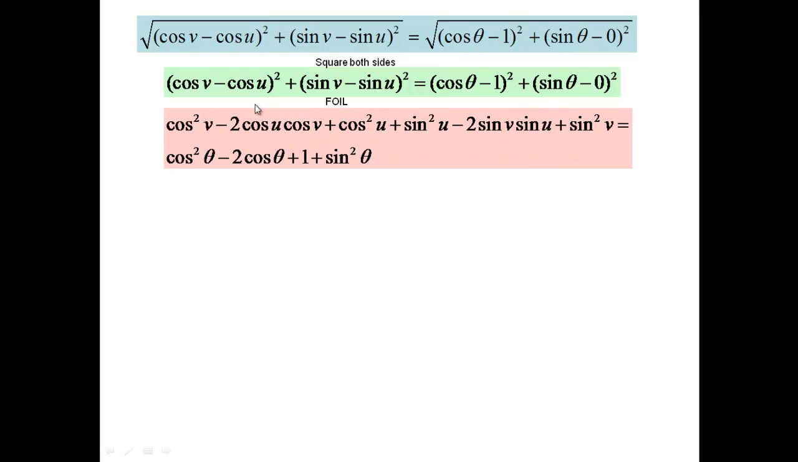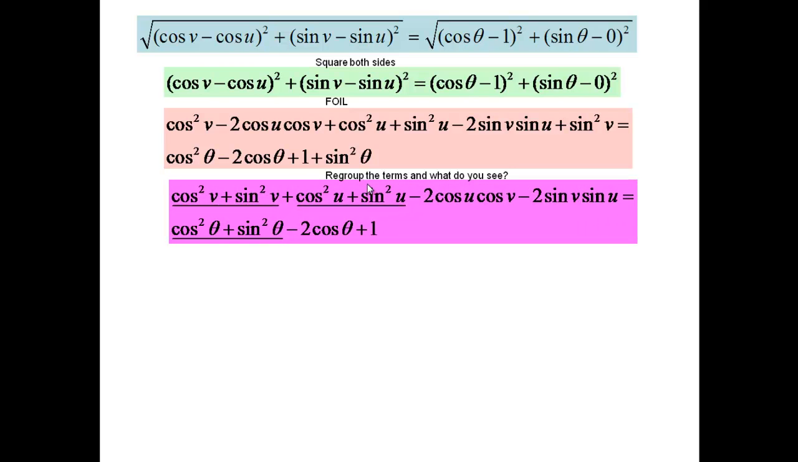So we know our cosine V minus cosine U quantity squared is going to give us this quantity right here. Our sine V minus sine U quantity squared is going to give me this quantity here. Our cosine theta minus 1 squared is going to give me this quantity here. And of course, sine theta minus 0 quantity squared is going to give me sine squared. So that's pretty straightforward. All right, let's rearrange this a little bit. If we regroup these terms so they're easier to work with, you should see something, particularly in those that have the angles U and V.